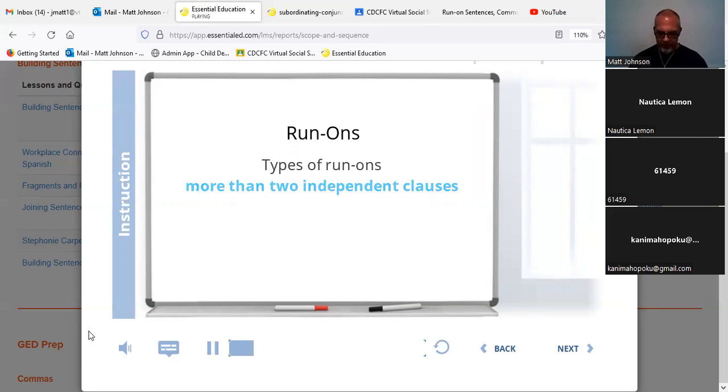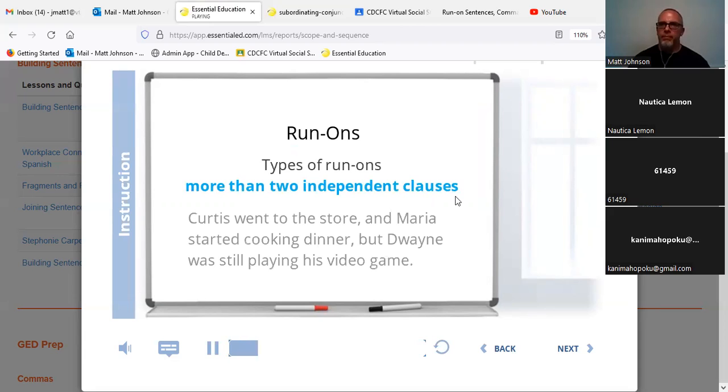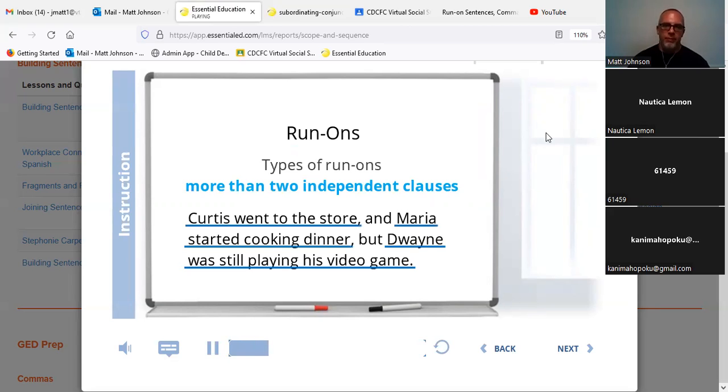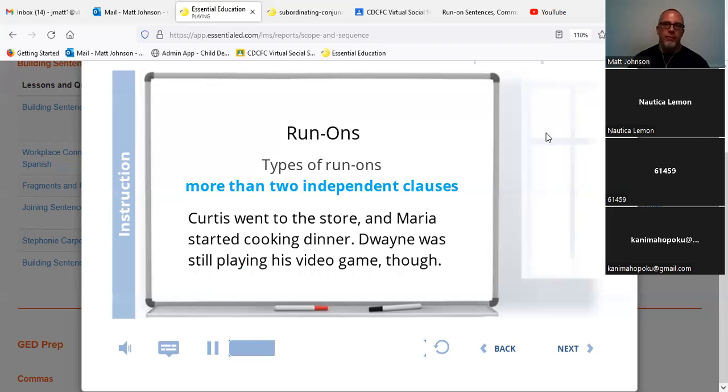One kind of run-on has more than two independent clauses, like this. Curtis went to the store and Maria started cooking dinner, but Dwayne was still playing his video game. That's three independent clauses joined together. An easy way to fix this is to break it up into two sentences. Curtis went to the store and Maria started cooking dinner. Dwayne was still playing his video game, though.